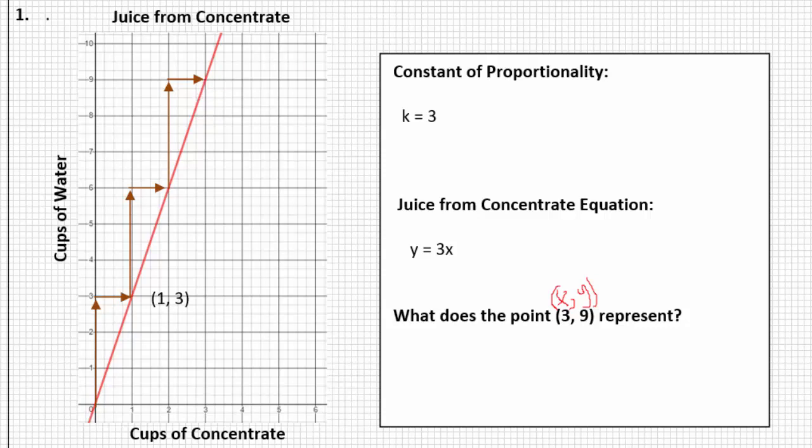Well, since the 3 is our x value and the x is the cups of concentrate, for 3 cups of concentrate, we would need 9 cups of water because the y value 9, y values represent the cups of water. So for 3 cups of concentrate, you would need 9 cups of water to make the juice. Let's take a look at our second graph.